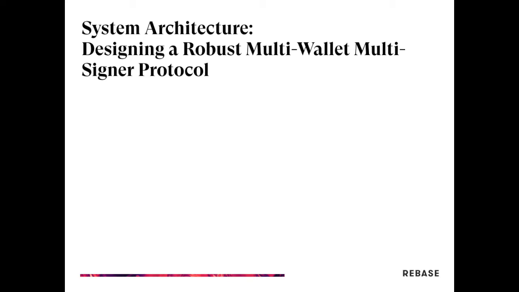So let's go over the proposed system architecture. The subtitle of the section is Designing a Robust Multi-Wallet, Multi-Signer Protocol. The authors say that the protocol must be based on a multi-wallet design. It must have many signers based around different locations in the world, and it should have no single points of failure. It should also improve on the faults highlighted just a moment ago.